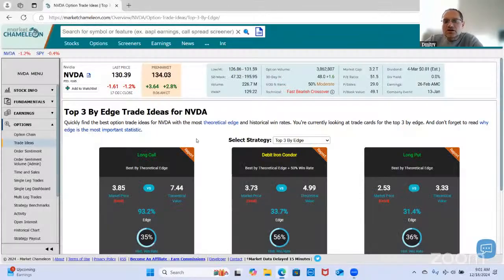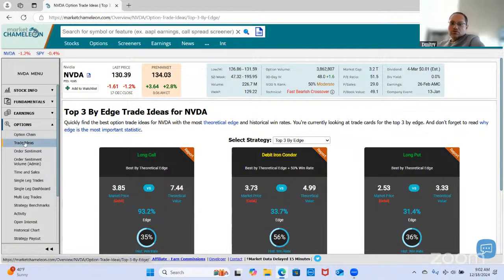Today, what we'll do is cover how to find potential trade ideas in NVDA stock, with potential option trade ideas in NVIDIA stock. And we'll use this Market Chameleon tool, the trade ideas.